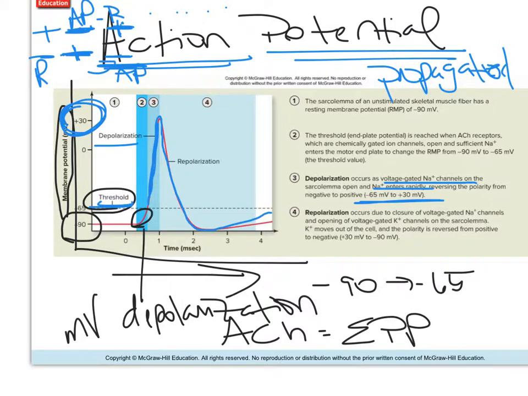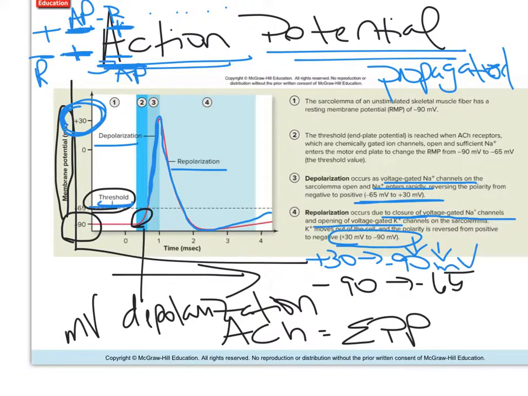The other part of the action potential is this repolarization, and the repolarization is due to the voltage-gated sodium channels closing and the opening of the voltage-gated potassium channels. The potassium then moves back into the cell, and you go back to your resting state. You reverse from the positive 30 to minus 90 millivolts, and you bring the cell back to the resting membrane potential.